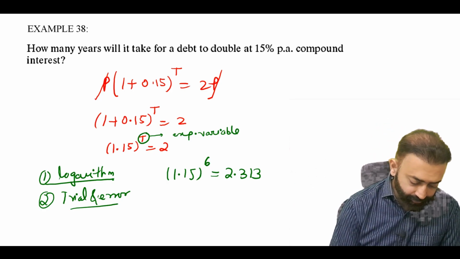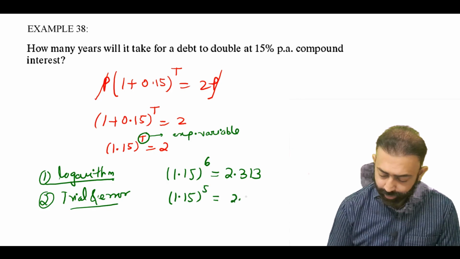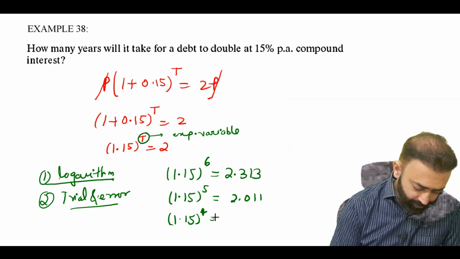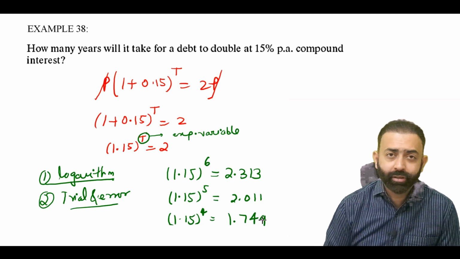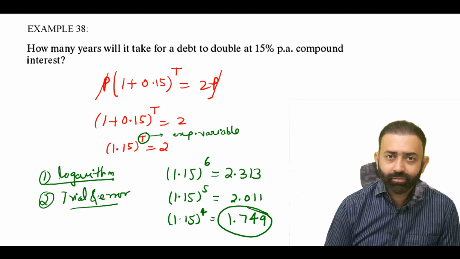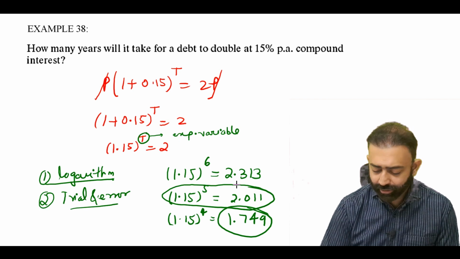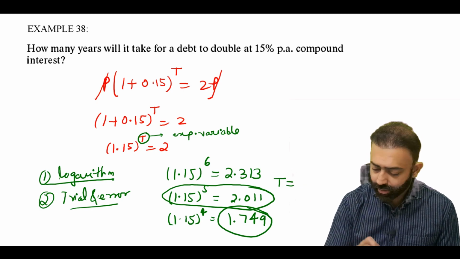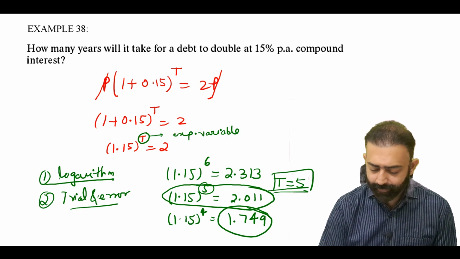So let us put 5. In place of t, with 5, I'm getting 1.15^5 equal to 2.011. And if I write 1.15^4, this comes out to be 1.749. Now, rounding to 3 significant figures, this is way lower than the value 2. And if I round this to 1 SF, I will get the value 2. So I will take this as the correct equation, and my value of t comes out to be, this corresponds to 5, so t is 5 years, approximately, of course.